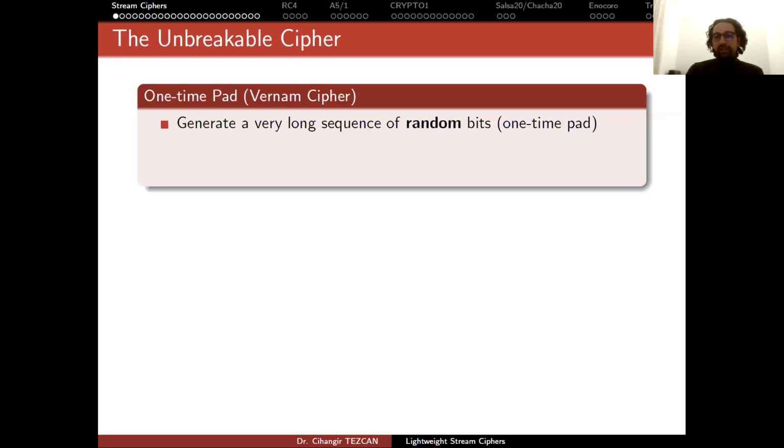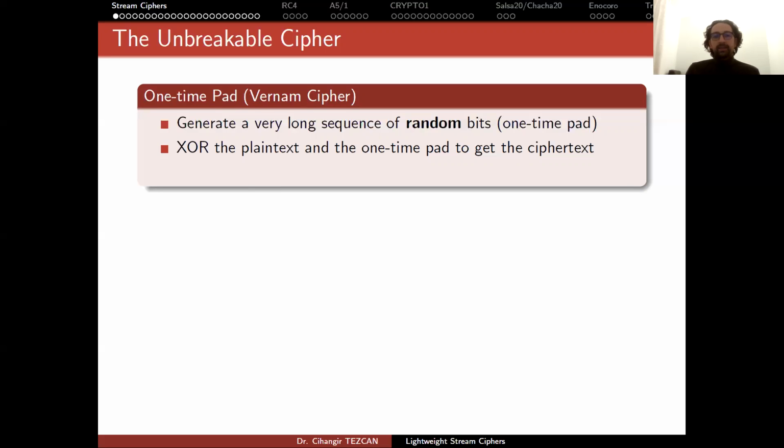So generate a very long sequence of random bits. By very long, I mean it should be at least as long as the message you want to send. So if you want to, for instance, encrypt a 1 GB file, you need to generate 1 GB of random bits. Then what you do is as follows. Convert your plain text into, again, zeros and ones, write them in binary, then XOR your plain text with this one-time pad and obtain the ciphertext. So it is as simple as that.